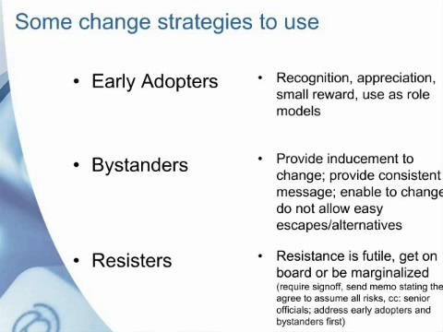And then there are the resistors. Sometimes, but not all, you may need to take a line from the Star Trek series to address the strongest resistors. Resistance is futile, so get on board. You may want to think of some strategies that squarely put the risk or acceptance of the risk in their court. Require a sign-off that they are accepting the responsibility to protect their own files. Send a memo stating they agree to assume all risks and carbon copy senior administrators and see what happens. Sometimes this may get them to come away from the dark side.